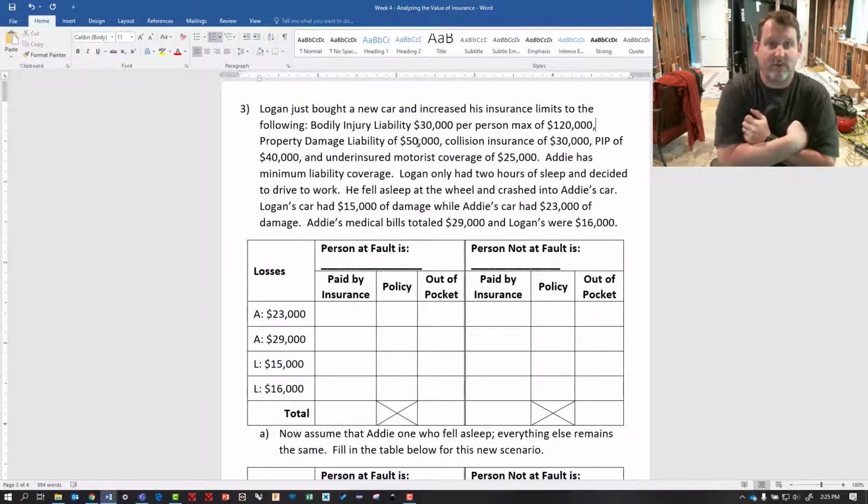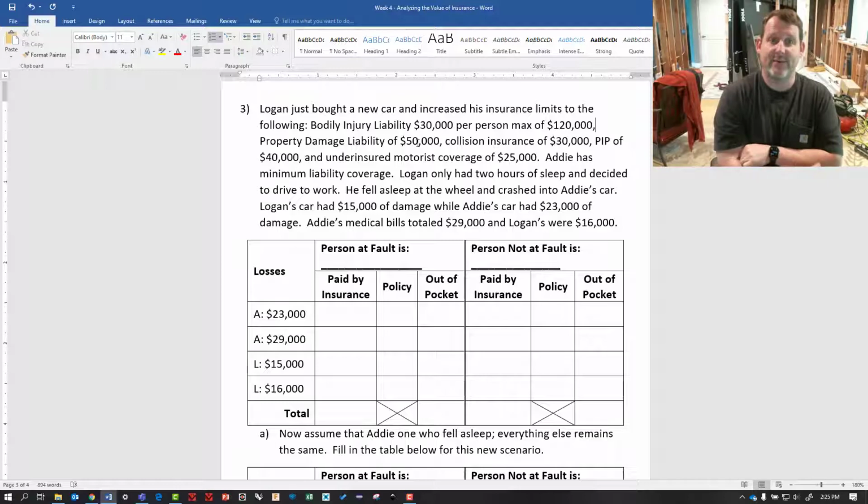And he has PIP, which will cover his medical bills up to $40,000. And he has what's called underinsured motorist coverage of $25,000. So if the other person doesn't have enough insurance or doesn't have insurance, his insurance company will pay up to $25,000 extra on top of everything else to make up for the missing insurance from the other person.